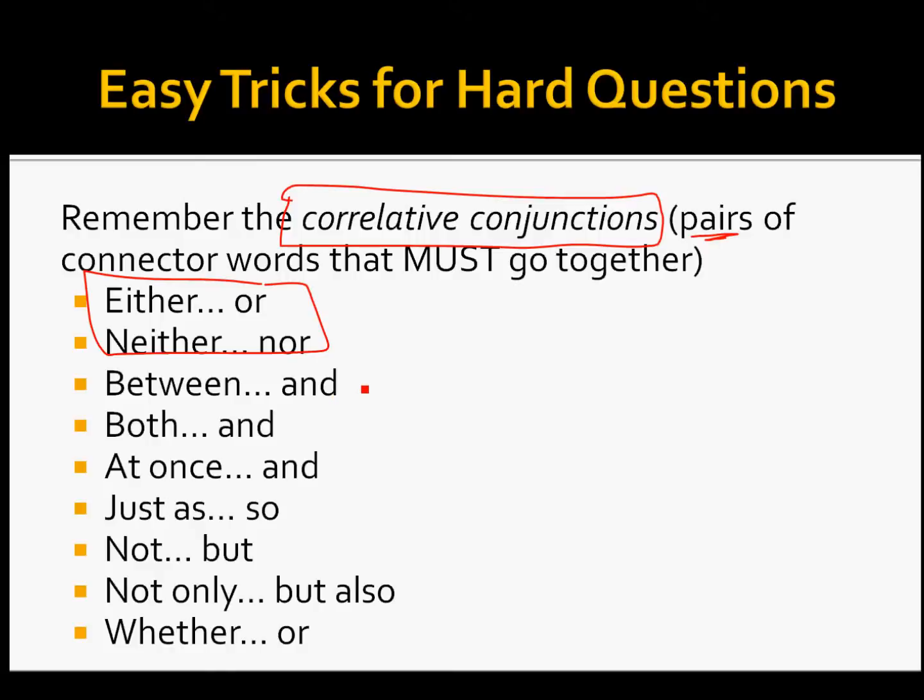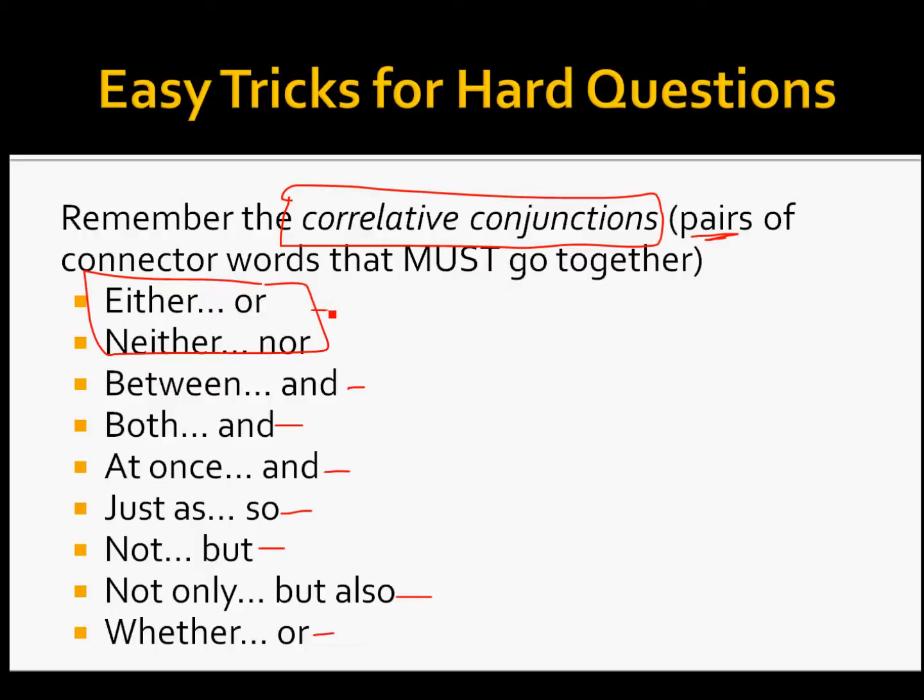But look at these. Between, and. Both, and. At once, and. While you may recognize them easily when you see them, you may not recognize when they don't happen together. So be very careful. Remember, just so must, or just as must have so. Not must have but. Not only has to have but also. Whether has to have or. Remember that these combinations are just as important as either or and neither nor, the ones that you know well. Those combinations have to go together.